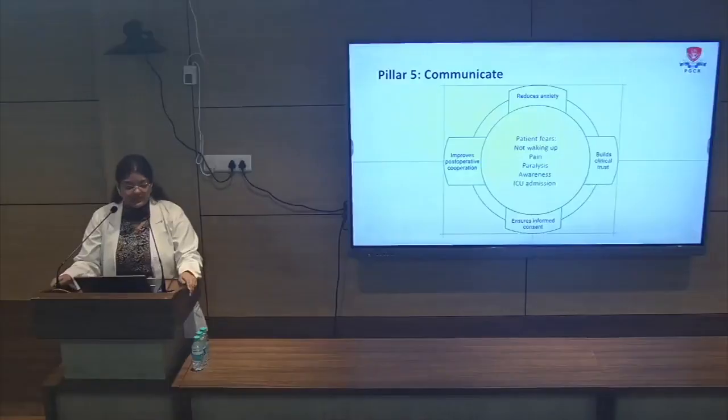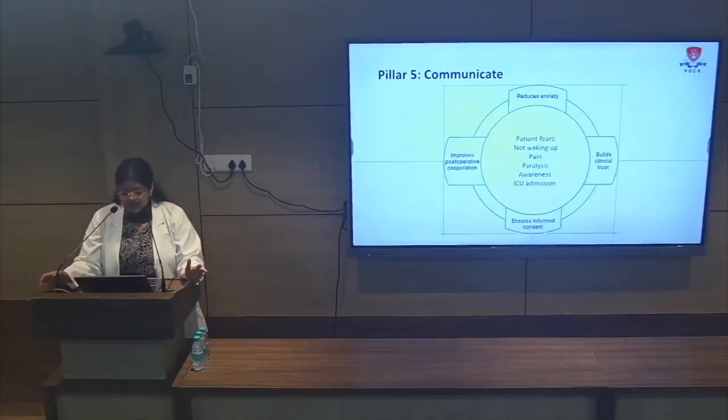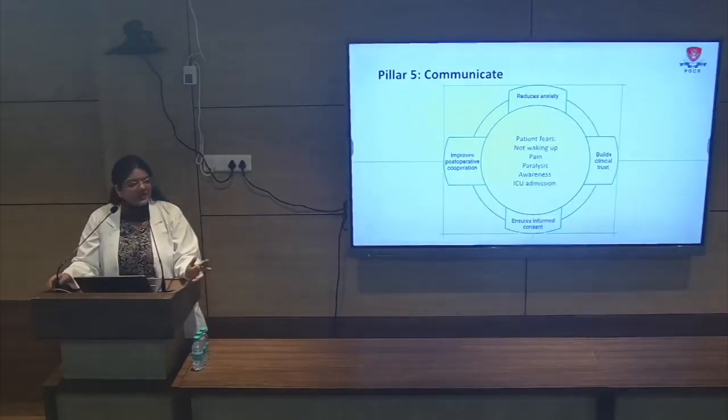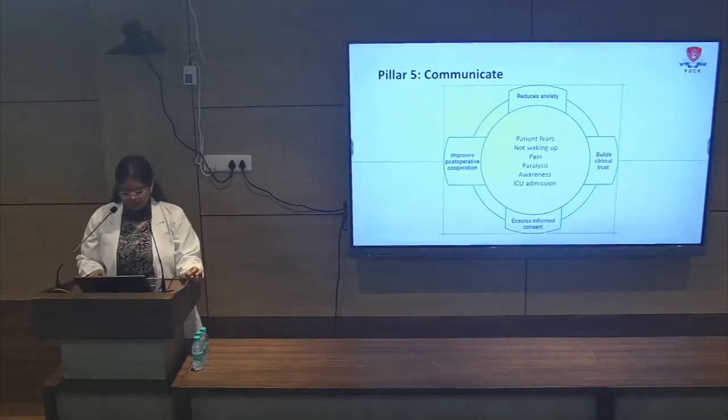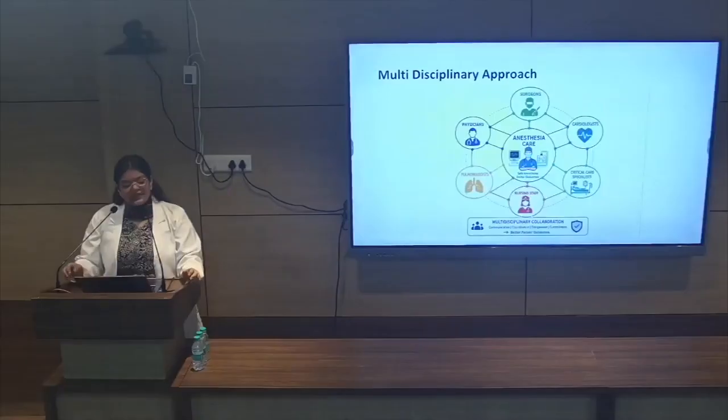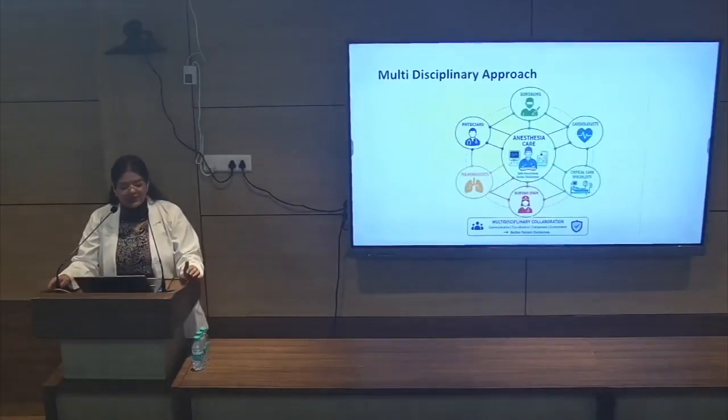The fifth pillar is to communicate. The patient often fears not waking up, pain, paralysis, awareness, postoperative nausea, and ICU admission. So, the process of counseling helps us reduce anxiety, build clinical trust, ensure informed consent, and improve postoperative cooperation. It is a multidisciplinary approach between the surgeon, the anesthesiologist, physicians, cardiologists, pulmonologists, critical care experts, and the nursing staff.